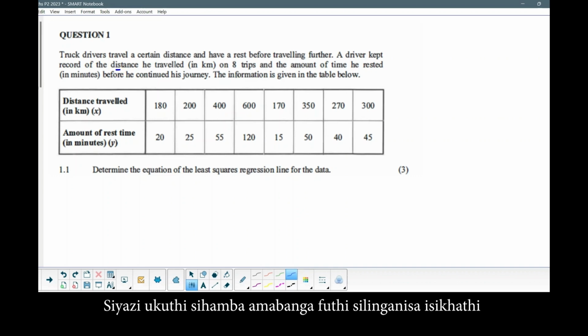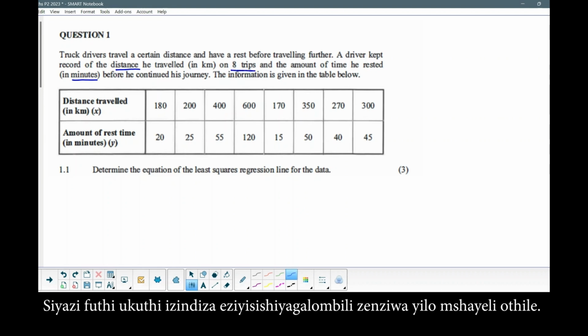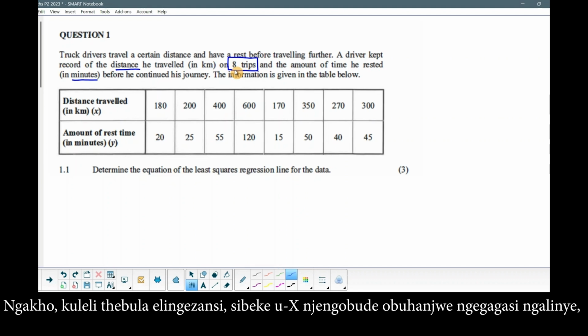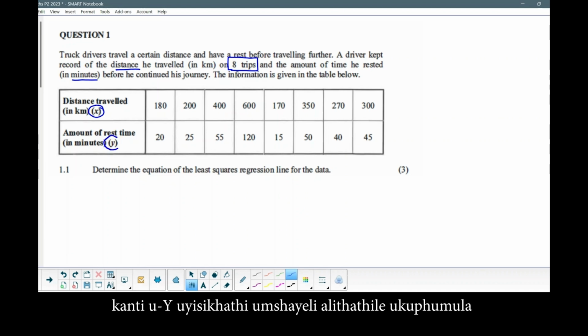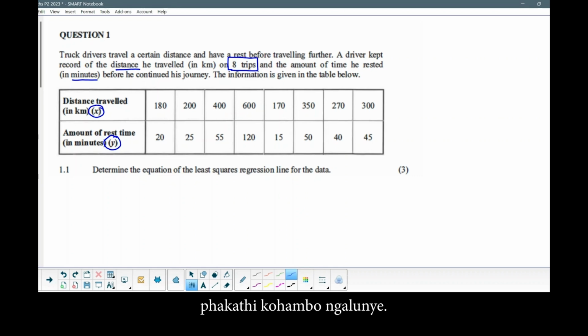We know that we're covering distances and we are measuring time for each of those distances, or the rest time for each of those distances. We also know that 8 trips were done by this particular truck driver. So in the table below, they've labeled X as the distances traveled per trip and Y is the time the driver took to rest during each trip. This question has 2 types of data. We call it bivariate data, 2 variables, in this case X and Y.